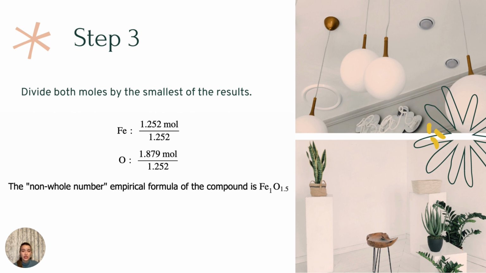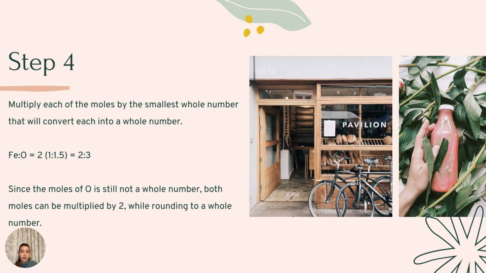Now let's follow the third step, saying that we have to divide these moles by the smallest of the results. And the smallest is the number of moles of iron, which is 1.252. We divide both of them by this value, and we get around 1 for iron and 1.5 for oxygen. But we cannot use 1.5 as a subscript. We have to use whole numbers.